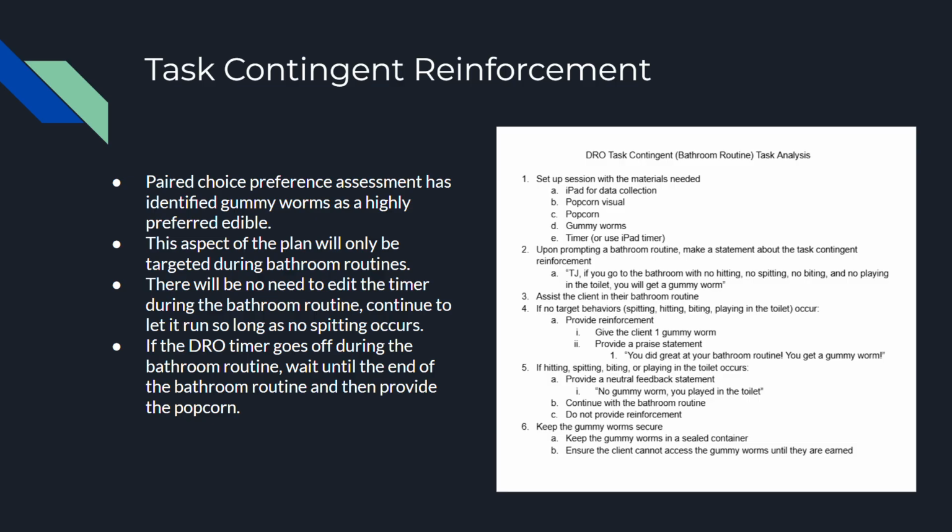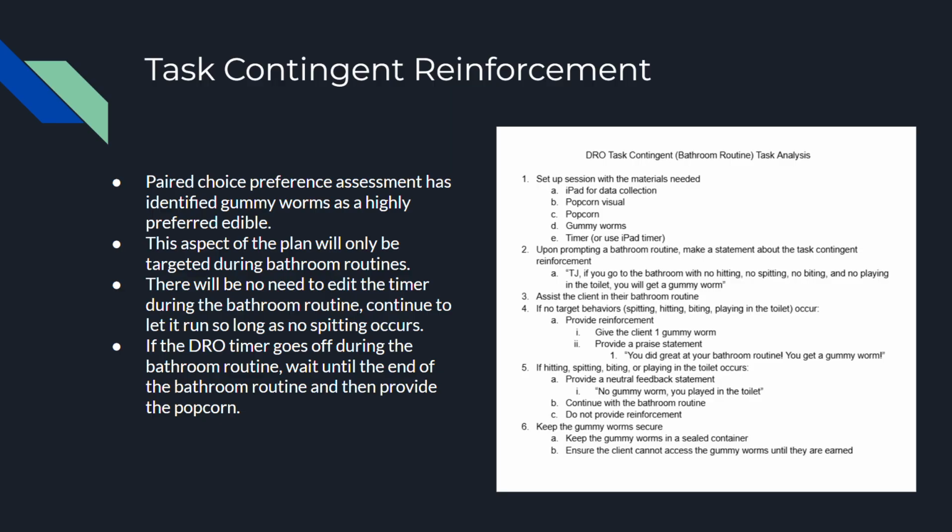And then this is the second part of the plan, the task contingent reinforcement. The preference assessment also identified gummy worms as a highly preferred edible, so we're going to be using that for the bathroom routine reinforcer. This aspect of the plan will only be targeted during bathroom routines. There'll be no need to edit the timer during the bathroom routines. Continue to let it run so long as no spitting occurs.